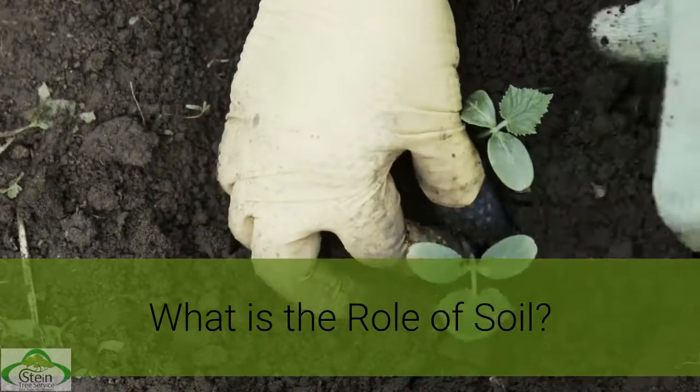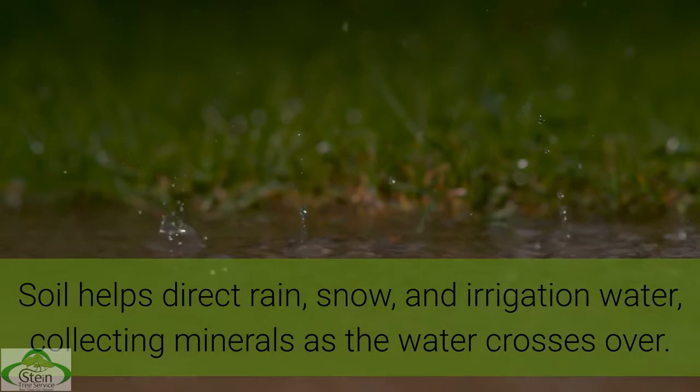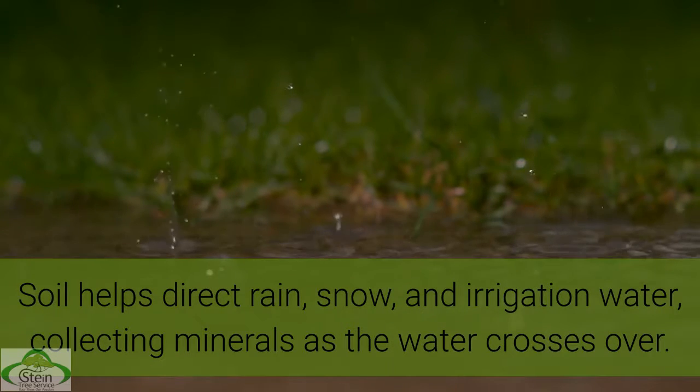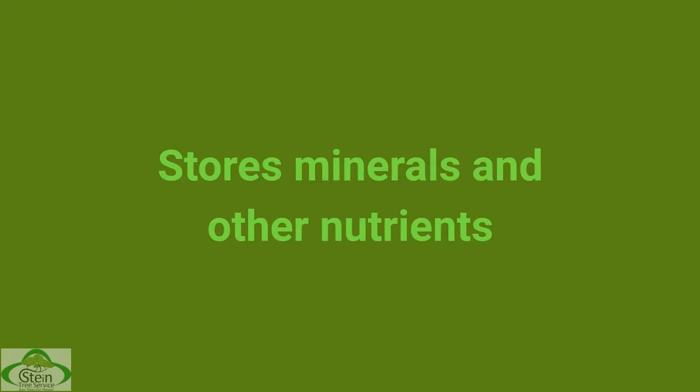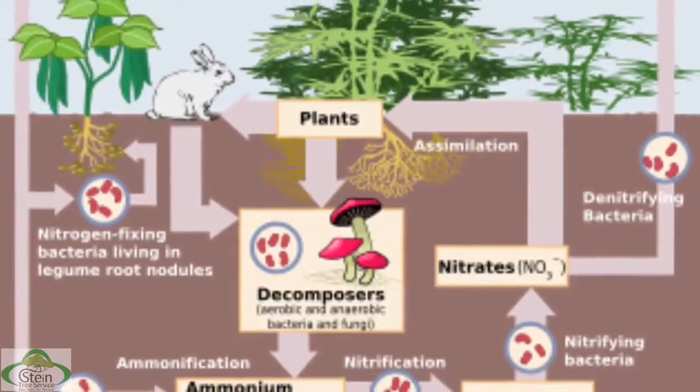What is the role of soil? Controls water. Soil helps direct rain, snow, and irrigation water, collecting minerals as the water crosses over. Stores minerals and other nutrients. Minerals that plants need, like nitrogen and phosphorus, are stored in the soil.